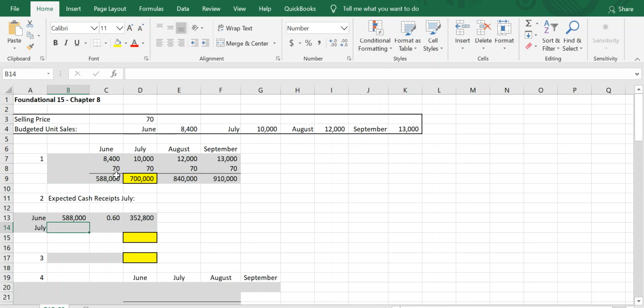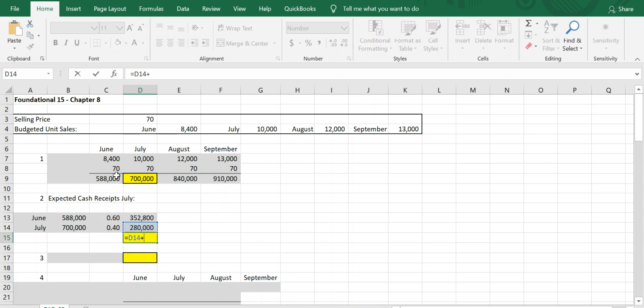Then we have a piece of July. We take the July sales of 700,000 and multiply that by 0.40. That's 280,000. Then we just add those two together, so we have this plus 352,800. That's the answer we're looking for in number two. The expected cash receipts in July is 632,800.